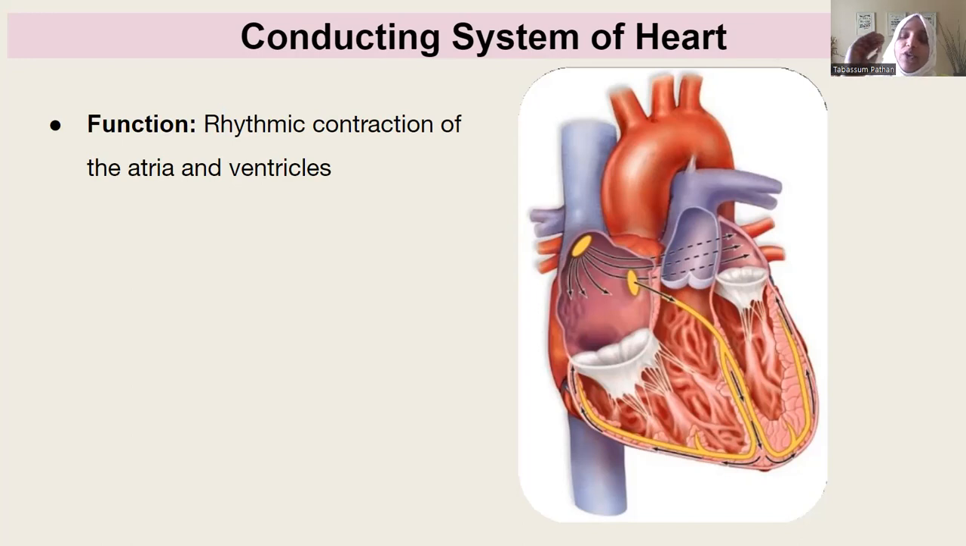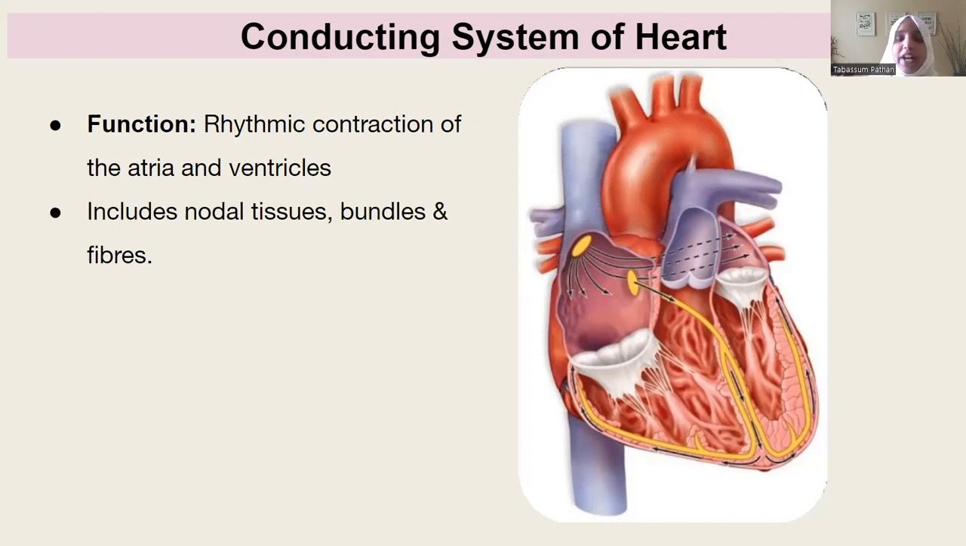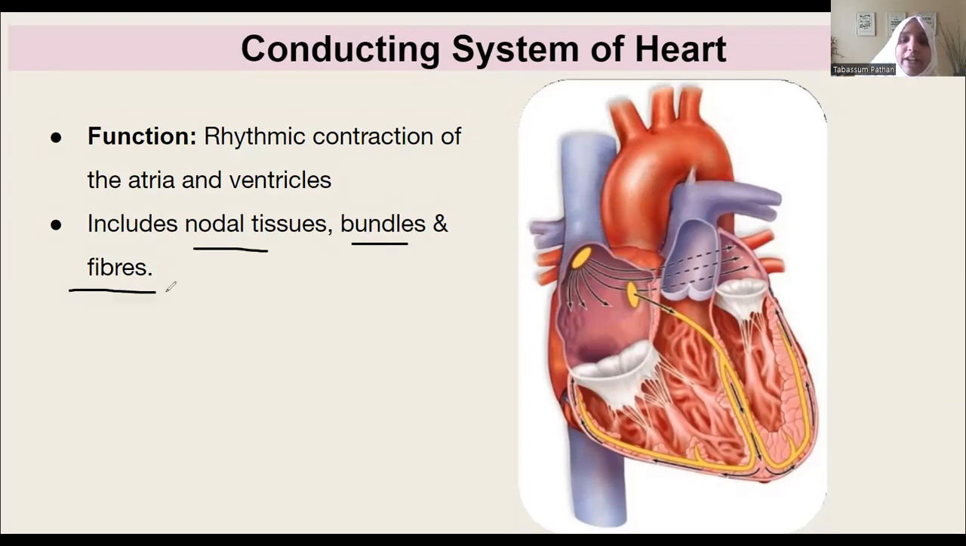Now, as we know, the heart has four chambers: two atria. Left atrium, right atrium. Singular, we call atrium, and when we talk about both together, we call them atria. Then you have the ventricles over here. This is the ventricle and this is the atria. The function of the conducting tissues is to bring about rhythmic contraction and relaxation. These include specialized muscles of the heart, which are known as nodal tissues, bundles and fibers. All this together makes up the conducting system of the heart.